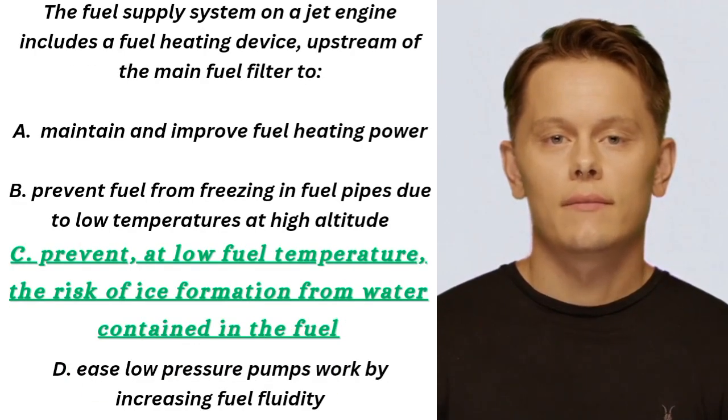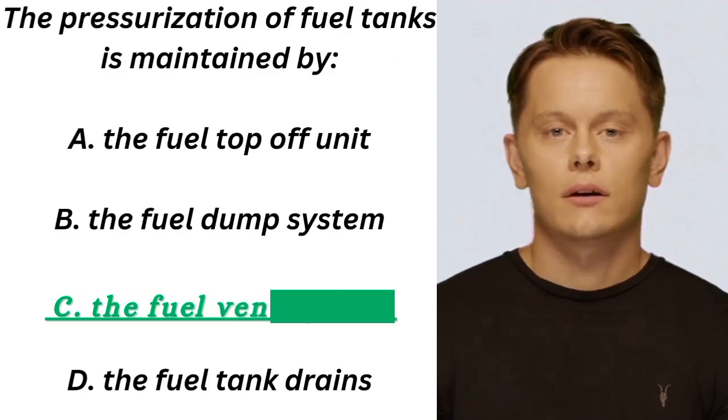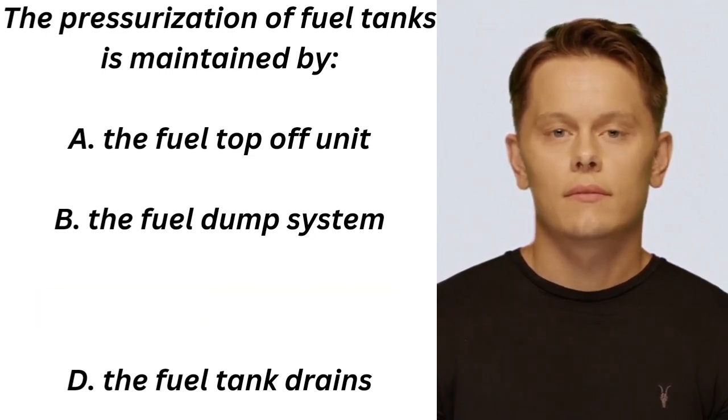Question 47. The fuel supply system on a jet engine includes a fuel heating device upstream of the main fuel filter to. The answer is C. Prevent, at low fuel temperature, the risk of ice formation from water contained in the fuel. Question 48. The pressurization of fuel tanks is maintained by. The answer is C. The fuel vent system.